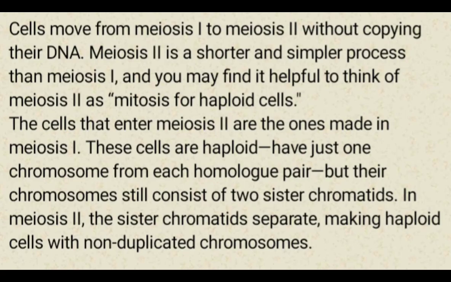Meiosis II. Cells move from meiosis I to meiosis II without copying their DNA. Meiosis II is a shorter and simpler process than meiosis I, and you may find it helpful to think of meiosis II as the mitosis for haploid cells. The cells that enter meiosis II are the ones made in meiosis I. These cells are haploid, with just one chromosome from each homologue pair, but their chromosomes still consist of sister chromatids. In meiosis II, the sister chromatids separate, making haploid cells with unduplicated chromosomes.